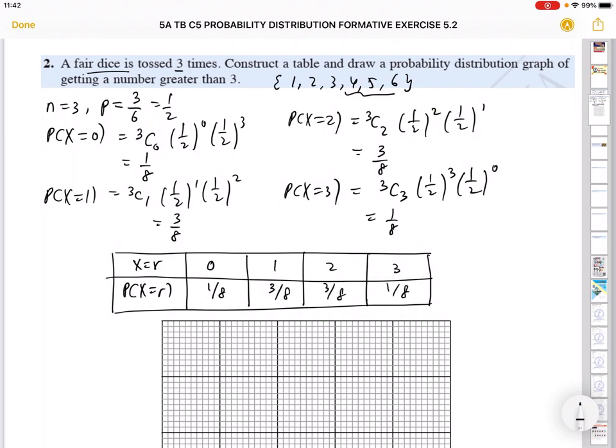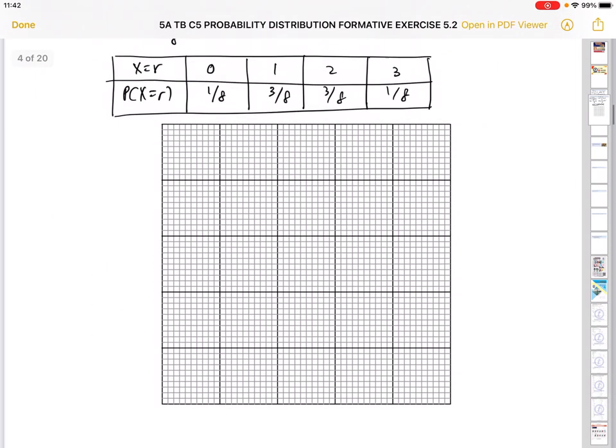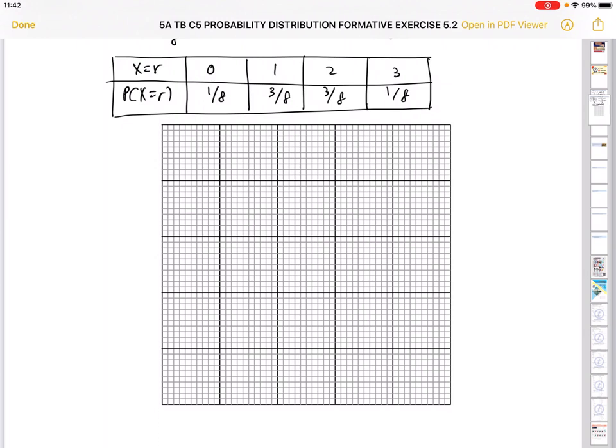Now, actually, by right, when you use graph, normally people use decimal. However, I see the textbook, they use fraction for answers. It's still okay to use fraction, so I'll just stick to fraction. But if you want to use decimal, 1 over 8 is 0.125, and so on.